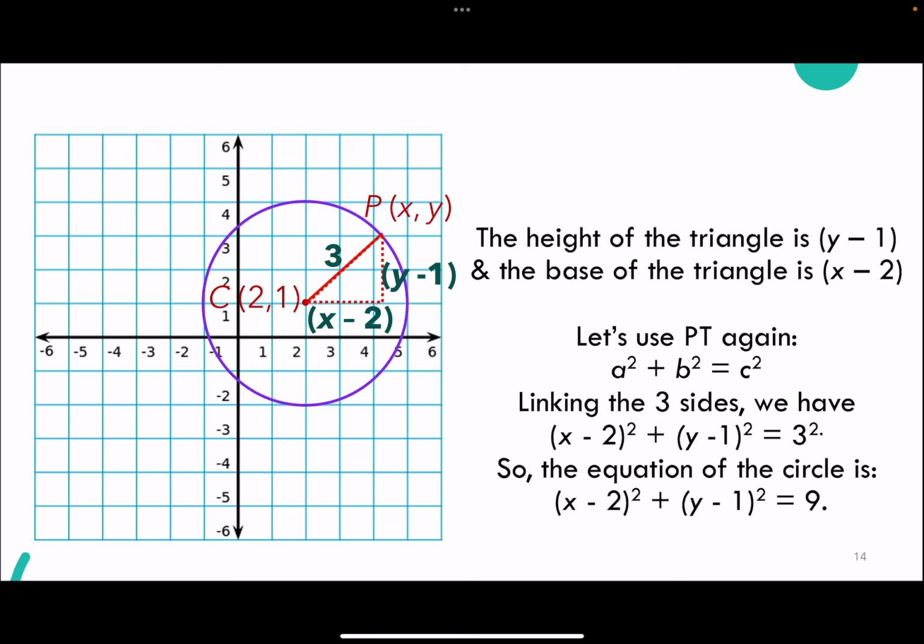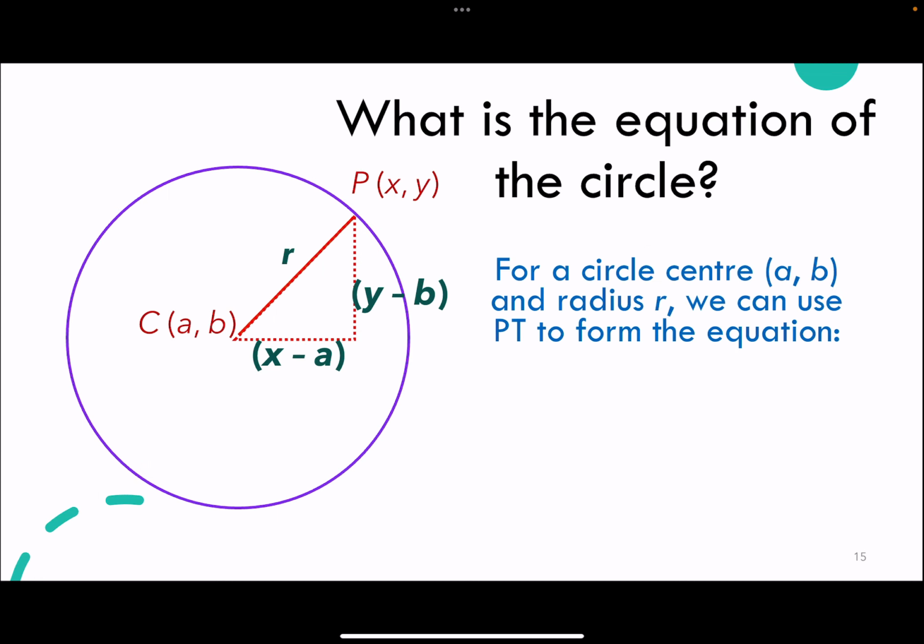So linking the 3, we have (x minus 2) squared plus (y minus 1) squared equals 3 squared. We can actually expand it to 9. And so the equation now will be (x minus 2) squared plus (y minus 1) squared equals 9. Alright, so we have taken note of a new center, but generally the Pythagoras theorem way of linking the 3 will still work. So what is the general form?